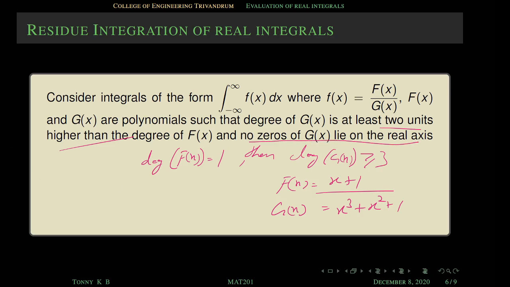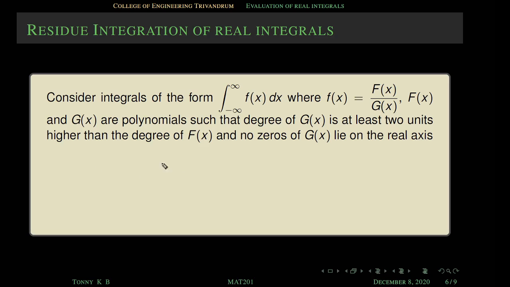That means, suppose we consider f of x as 1 by x square minus 1. Here the degree of the numerator is 0, right? It's a constant function, and the degree of the denominator is 2. So it satisfies this condition. The degree of g of x is at least 2 units higher. Here the degree is 0, here the degree is 2. So at least 2 units higher.